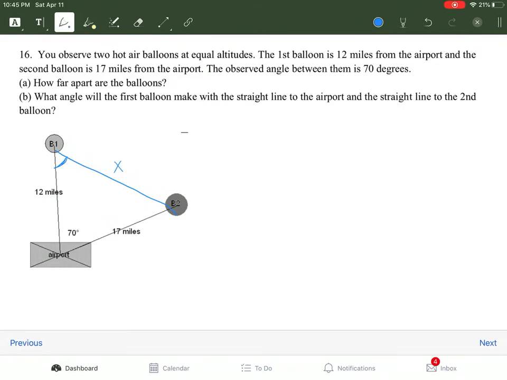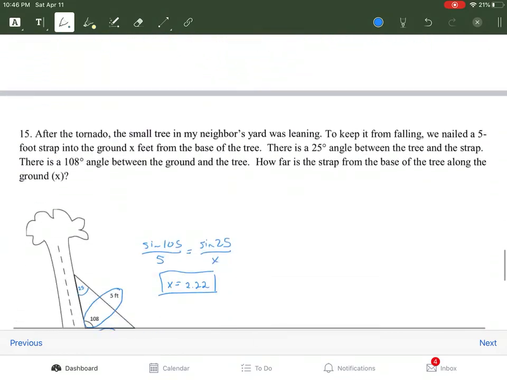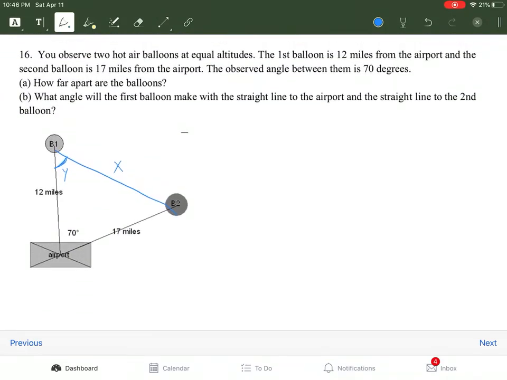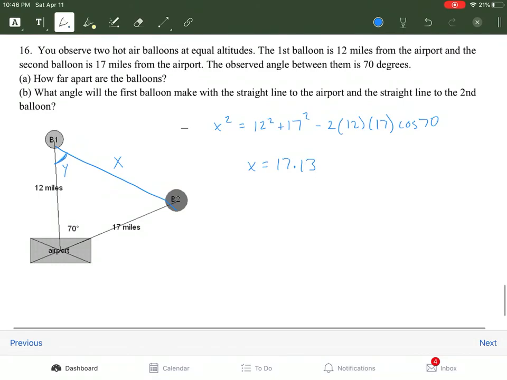So here's balloon 1. We want to find out what this angle is. First thing is we have 2 sides and an angle, and there's no pairing. So we're going to use the law of cosines for part A. So we have x squared is equal to 12 squared plus 17 squared minus 2 times 12 times 17 times the cosine of 70. Again, put that all in your calculator, and once you get your answer, take the square root of both sides, and x will equal 17.13.